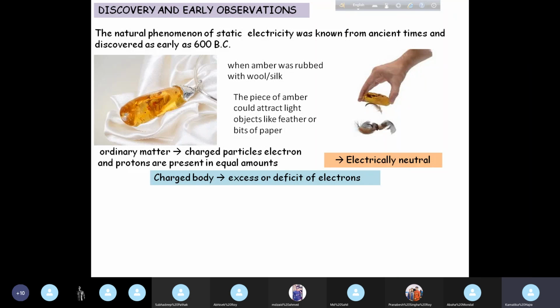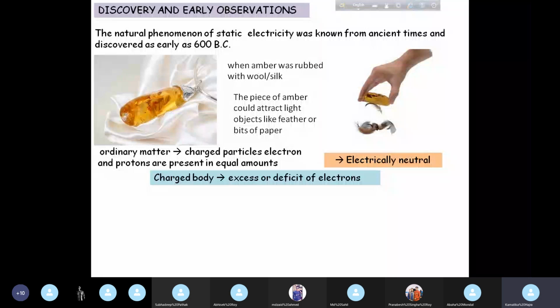So when electrons are lost from an atom, then the number of positive charges becomes higher than the number of negative charges. So this atom becomes positively charged. And the atom that gains these electrons, there the number of negative charges becomes higher than the number of positive charges, and then that particular atom is negatively charged. All this you know. Okay. So a charged body means excess or deficit of electrons.